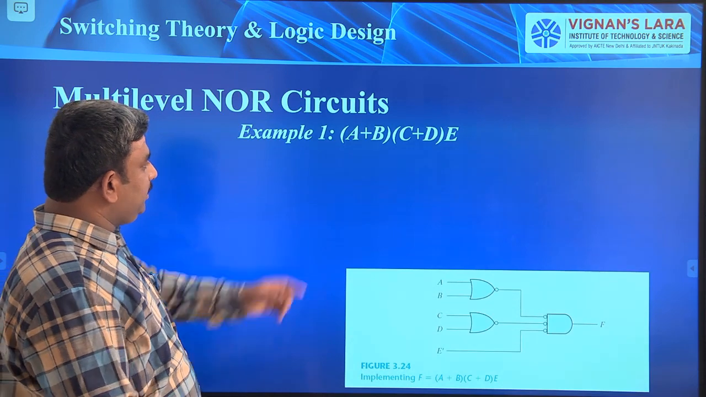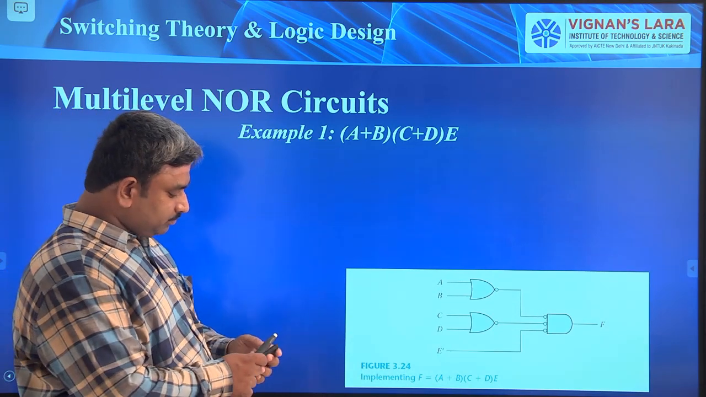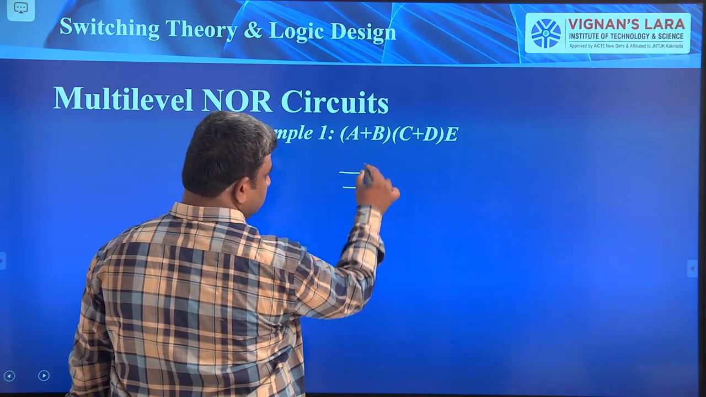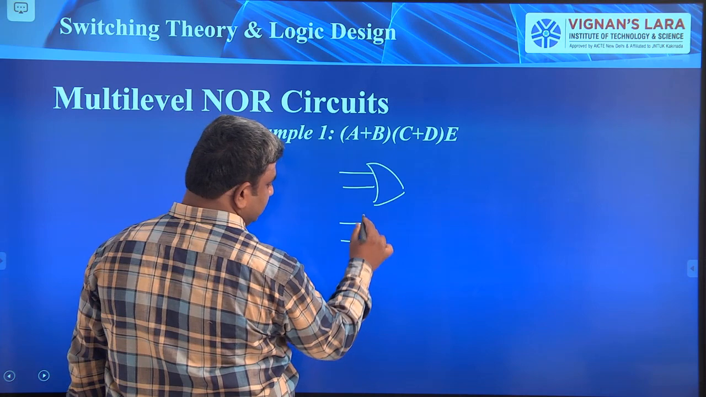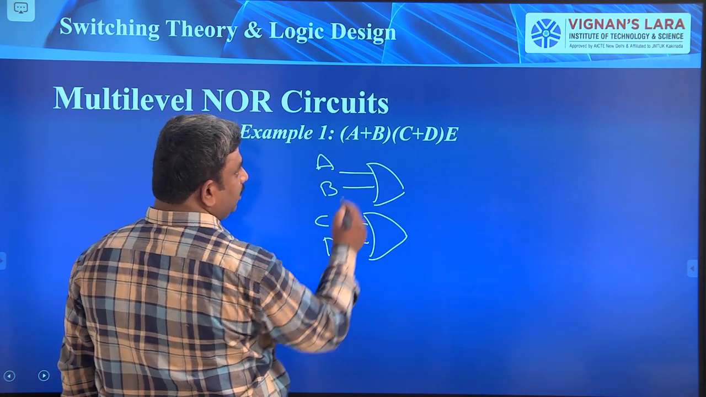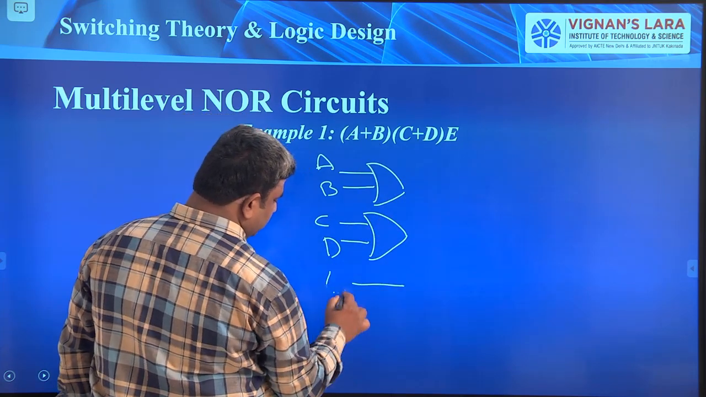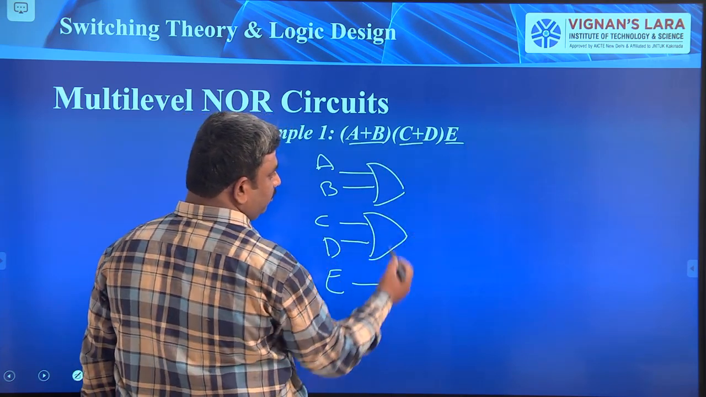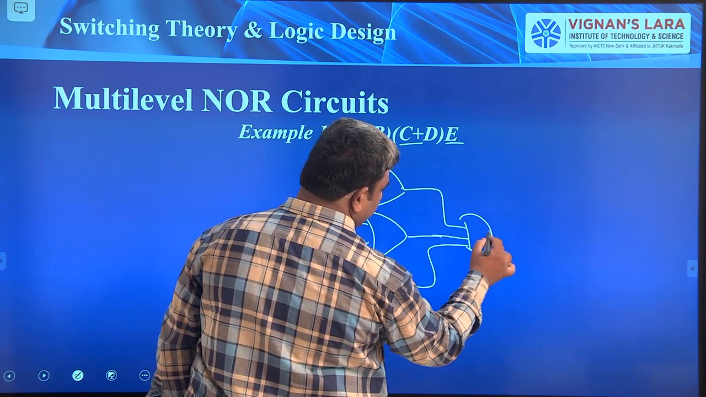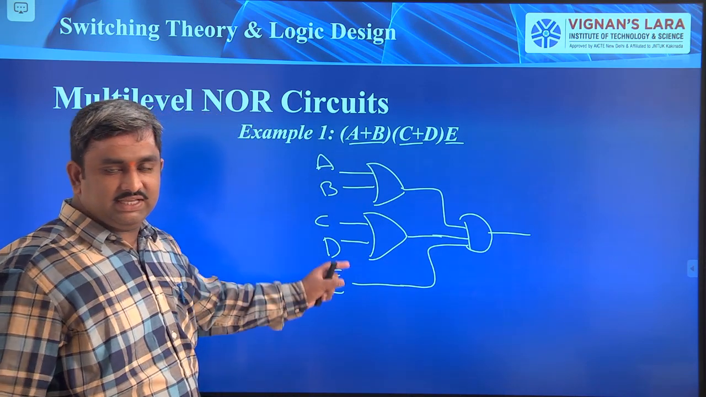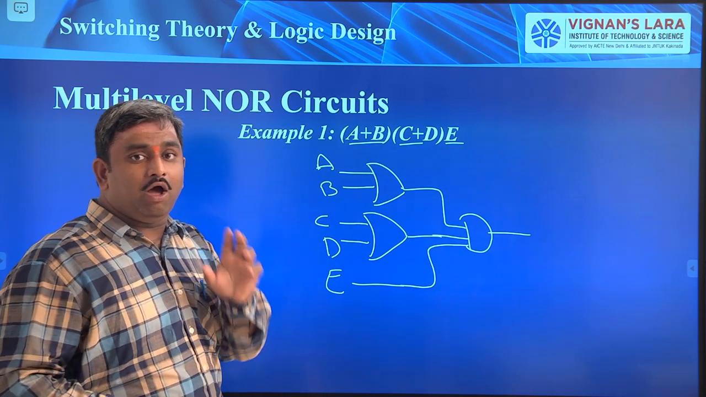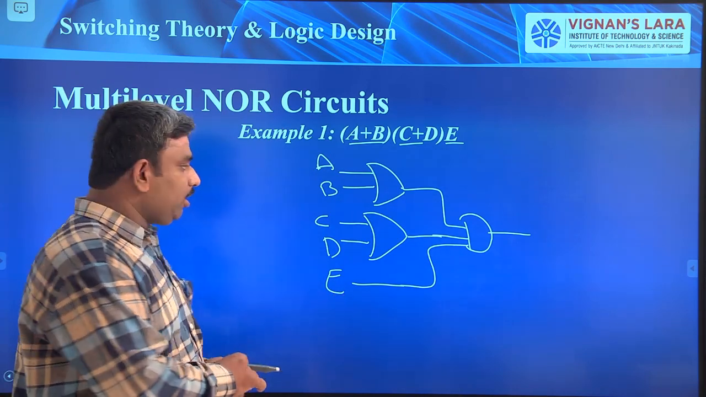Next, coming to example 1. The circuit is very simple. A plus B, this is A plus B. C plus D, this is C plus D. A plus B, C plus D, and the E signal is also available. These 3 signals you have to multiply, that is, you use a product operation, an AND gate operation. This is the given circuit, the given logic diagram. You have to replace this complete circuit using NOR logic. We have to implement it using only NOR gates.